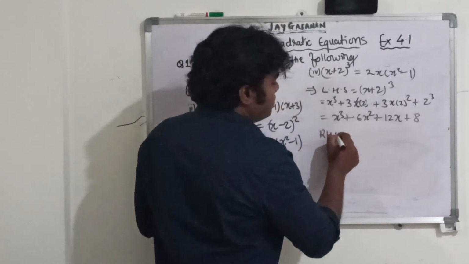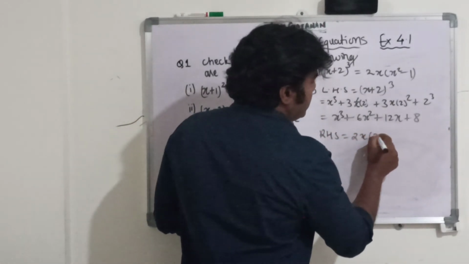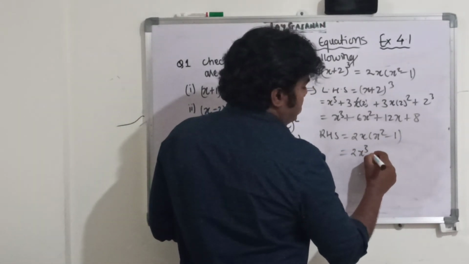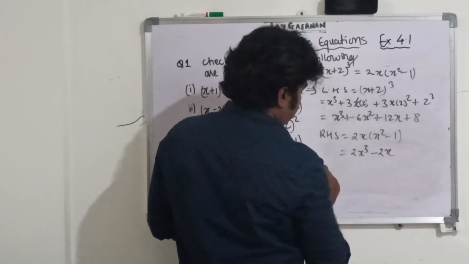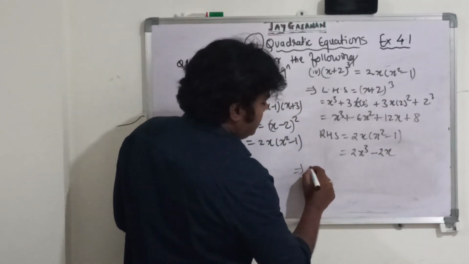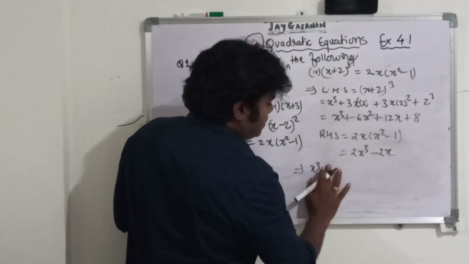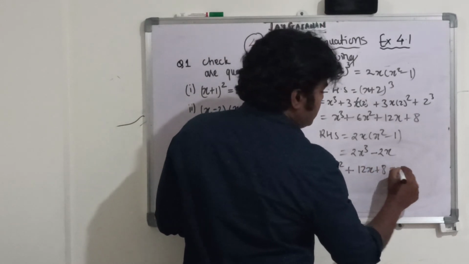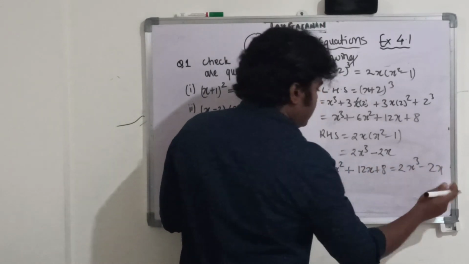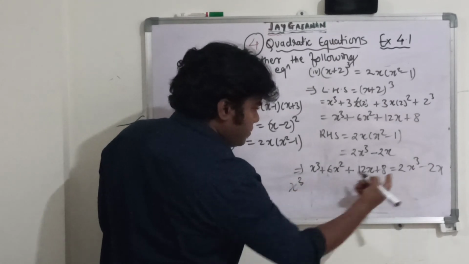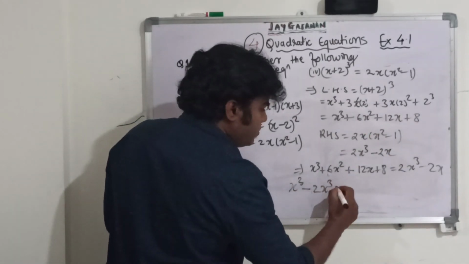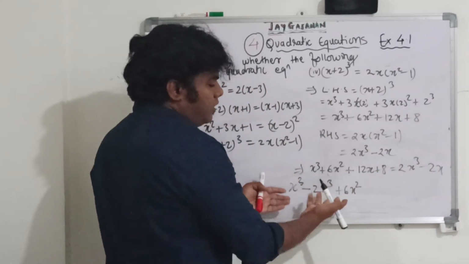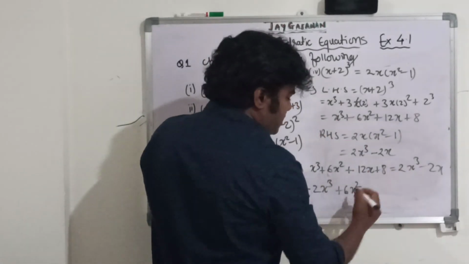And what is RHS? 2x into x square minus 1, 2x cube minus 2x. So therefore now comparing this equation, LHS is x cube plus 6x square plus 12x plus 8 equals to 2x cube minus 2x. Let us transpose this. x cube minus 2x cube plus 6x square. Now we can say that since it does not cancel, that means it is a cubic equation, so not a quadratic, but still we will solve this.